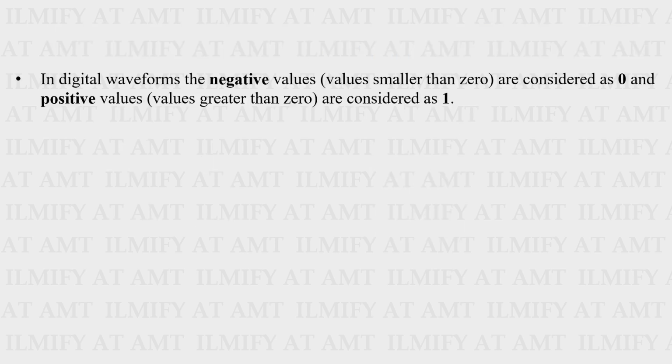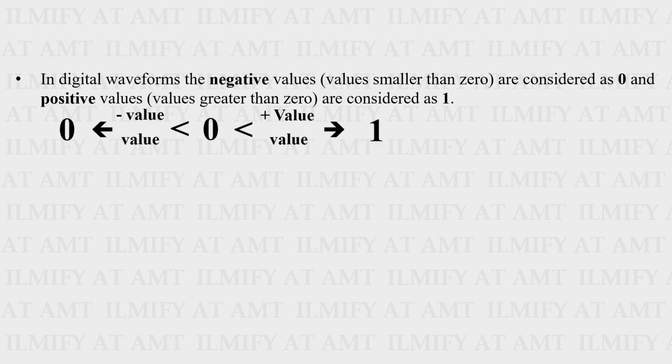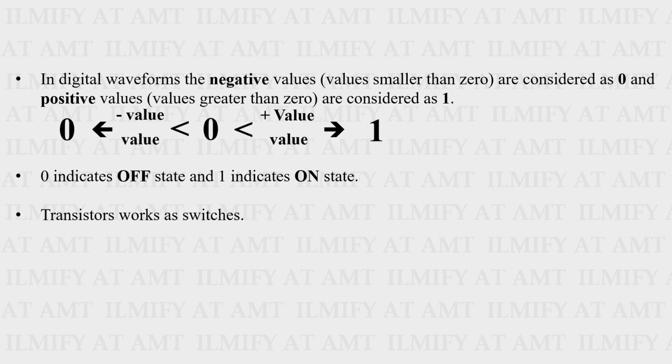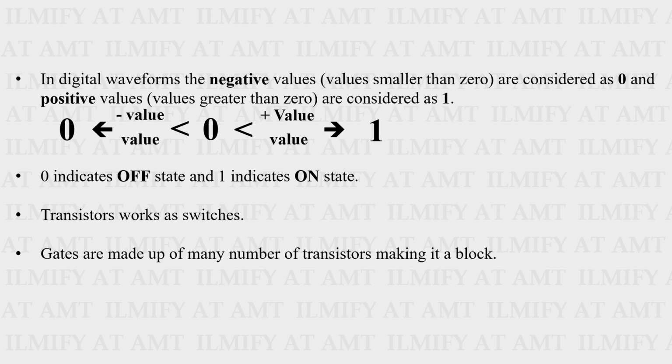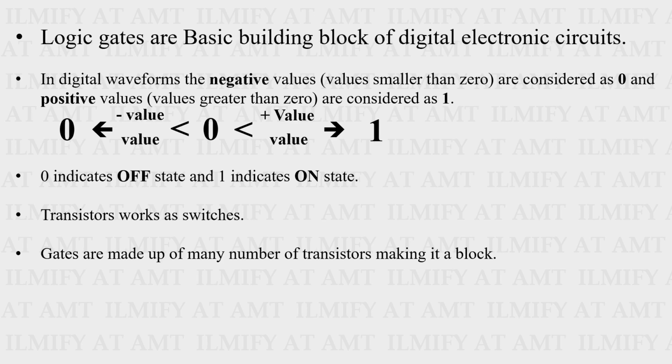To sum up this video, you need to remember, in digital electronics, we deal with 0 and 1, where 1 represents higher values or on state, and 0 represents lower values or off state. So we take transistors that work as switches to toggle between 1 and 0. The transistors together form a logic gate, making it a basic building block of digital circuits.